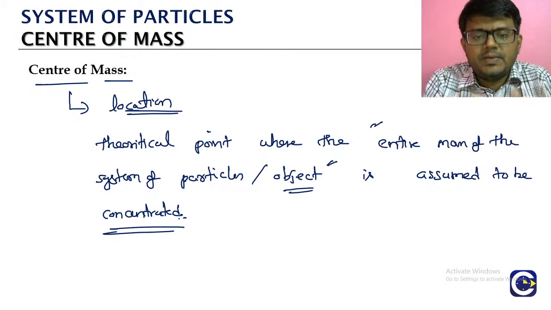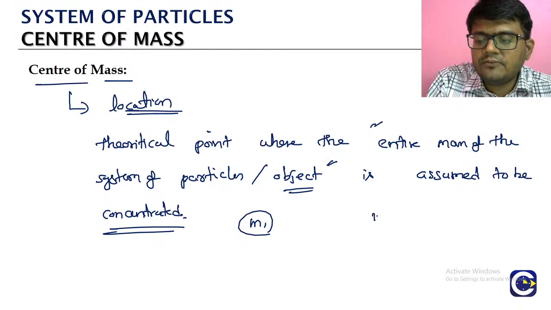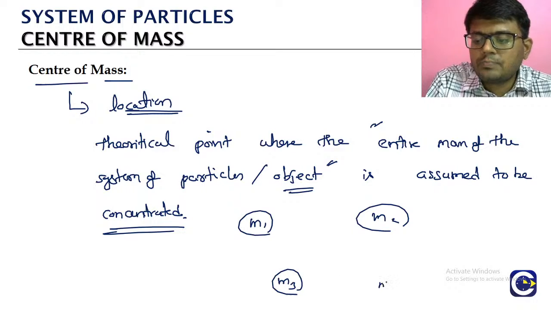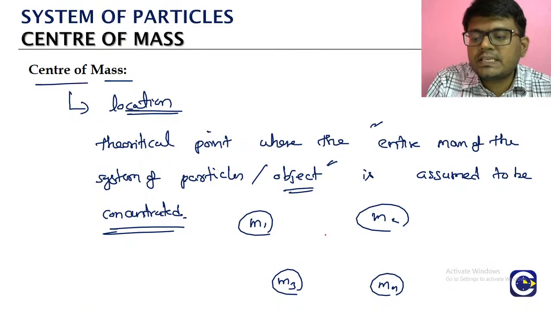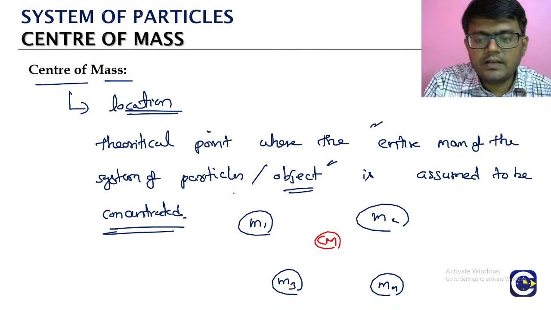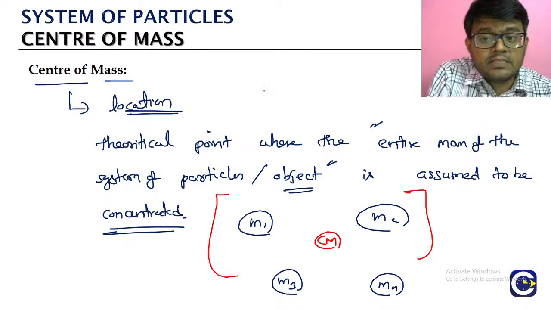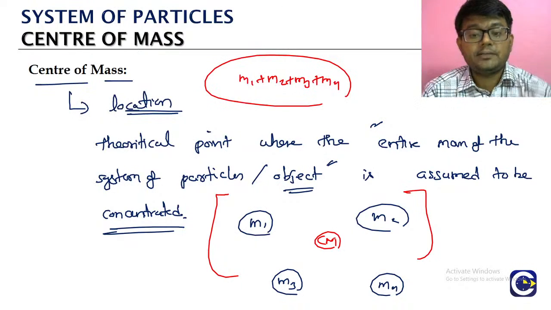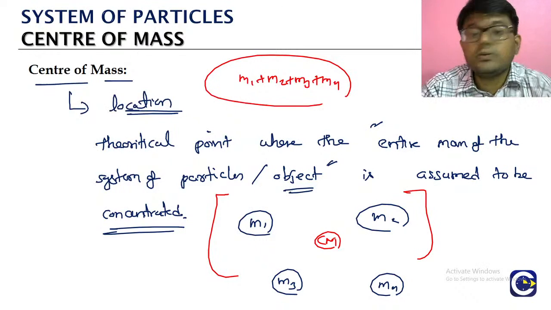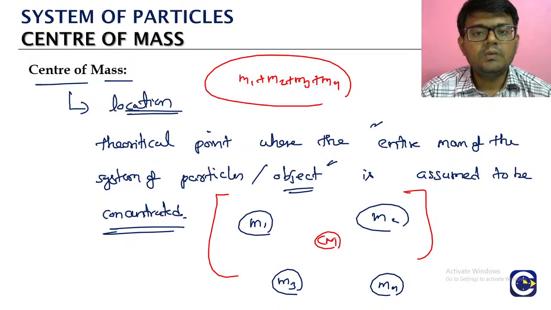It is not a real point. This is basically what we are assuming. Let's say we have a system of some 4 particles. If I say that this is the center of mass location for this system, then for our analysis, we'll assume that the entire mass of the system of particles, that is M1 plus M2 plus M3 plus M4, the total mass, is located at the center of mass point. That is the way we are going to talk about the center of mass. But this is like a textbook statement.